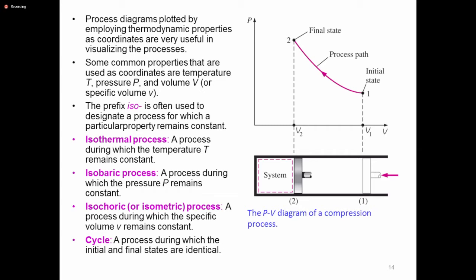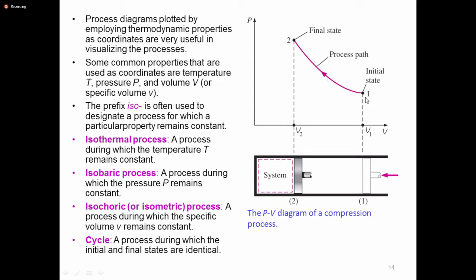Suppose the example on this PV diagram. This is the PV diagram, P versus V, and the process takes place from initial state point 1 to state point 2. The piston is here in the piston and cylinder arrangement, which signifies the volume V1. When the piston moves and compresses the working fluid, the compression will take place, and the volume will change from V1 to V2. But what about the pressure? Pressure will increase from P1 to P2. So the process takes place between state point 1 and state point 2.